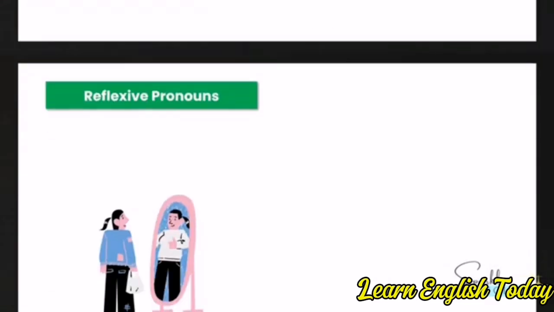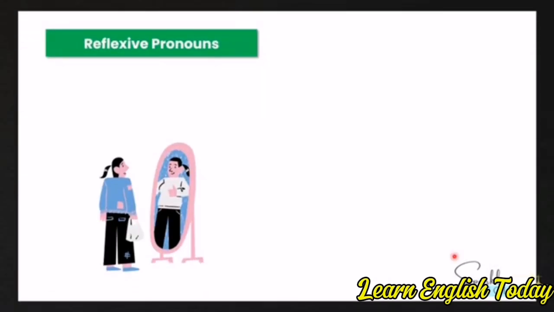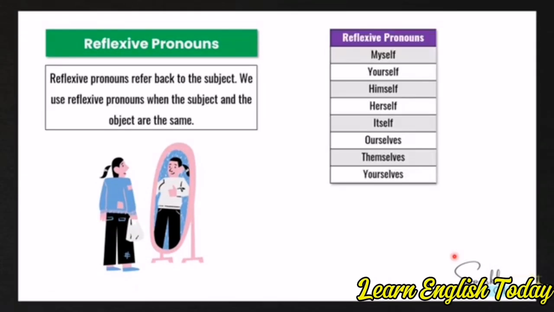Next, we have reflexive pronouns. Reflexive pronouns refer back to the subject. We use reflexive pronouns when the subject and the object are the same: myself, yourself, himself, herself, itself, ourselves, themselves, yourselves. For example, the boy wanted to play by himself. Because the subject and the object are the same, we have to use himself.